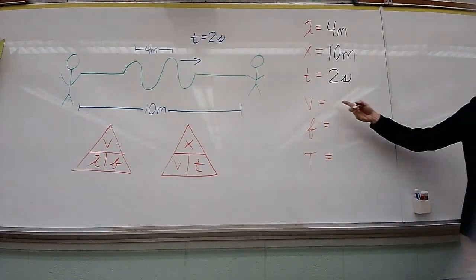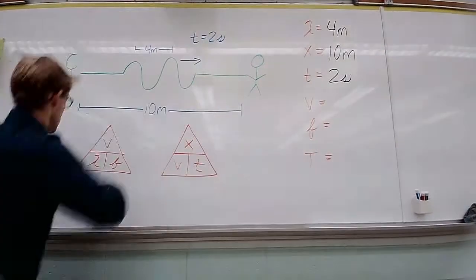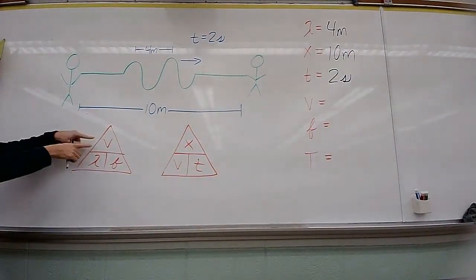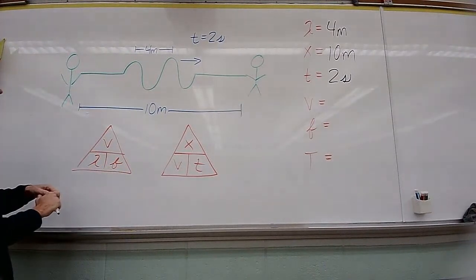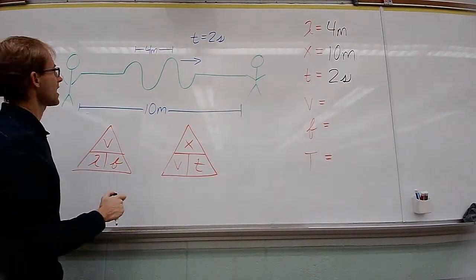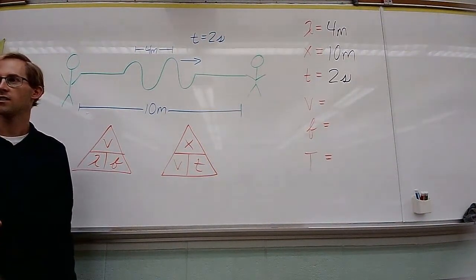Now we got to solve for velocity. So let's see. If I want to solve for velocity, I could go to this equation, right? Velocity is equal to wavelength times frequency. So I've got my wavelength, and I'm not given a frequency. Yes?